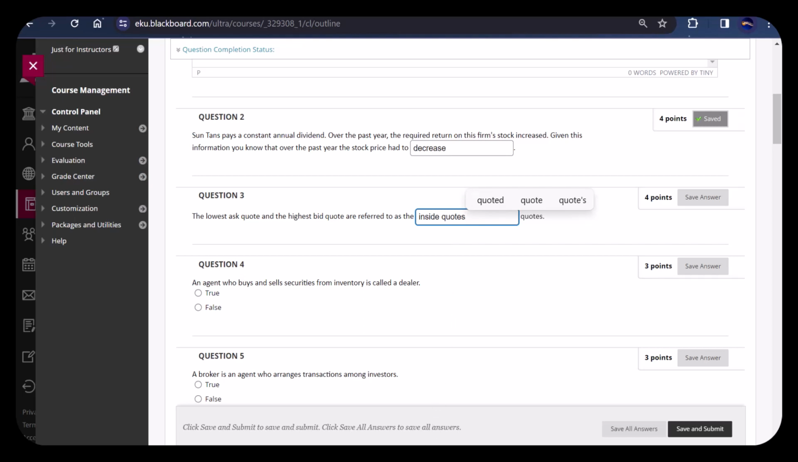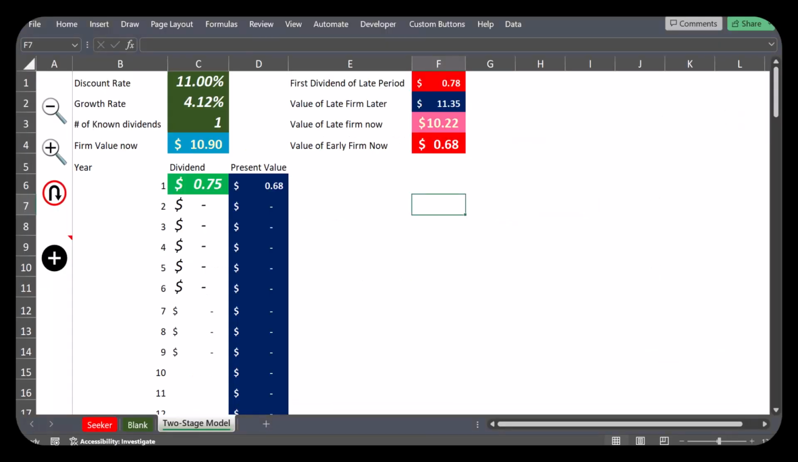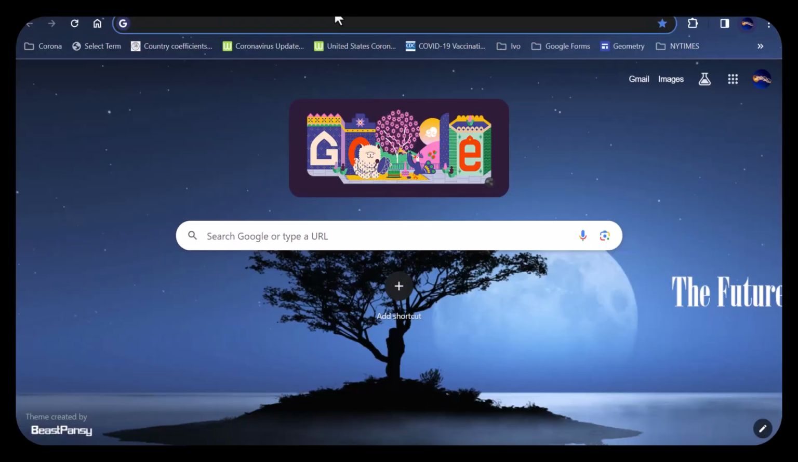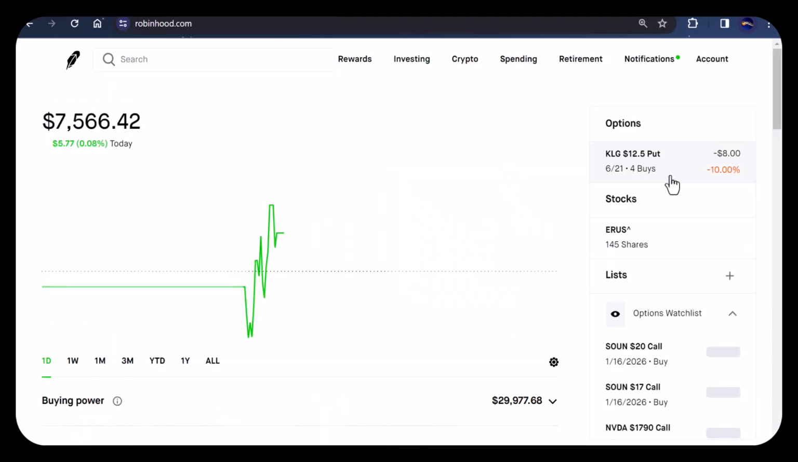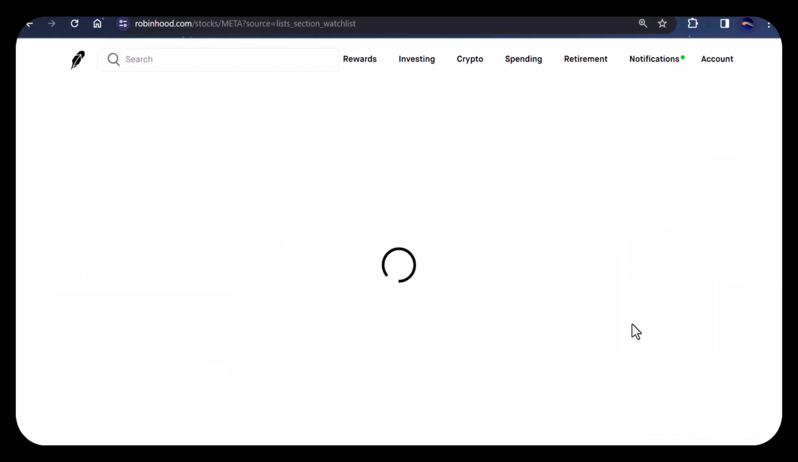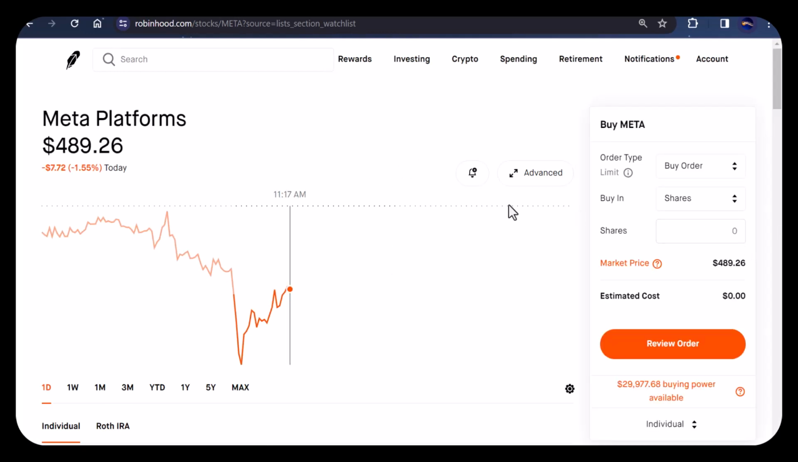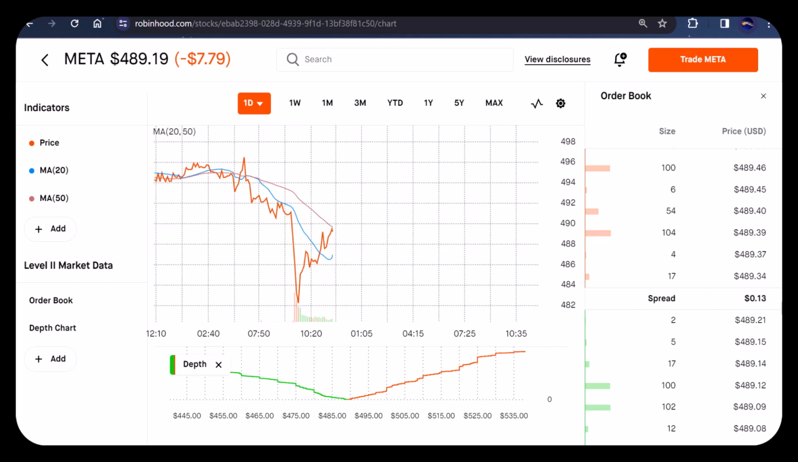For example, let me show you a live version of that. If you have the gold membership on Robinhood, which is $5 a month, you get what we call level 2 market data. Let's say you're dealing with Meta, aka Facebook. Okay. This is kind of the order flow.